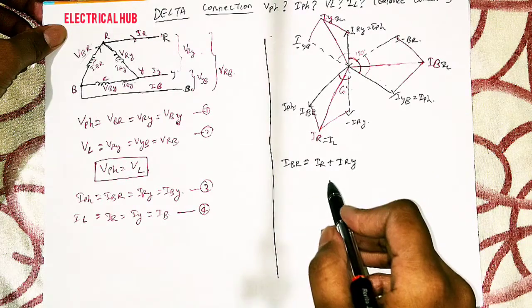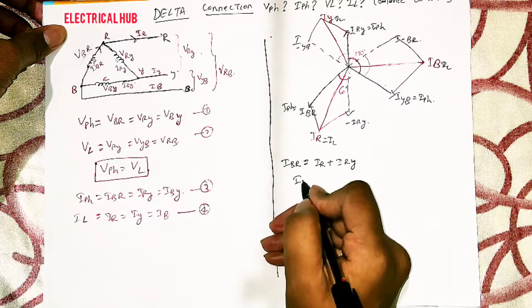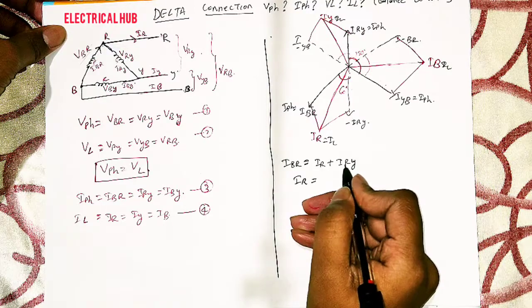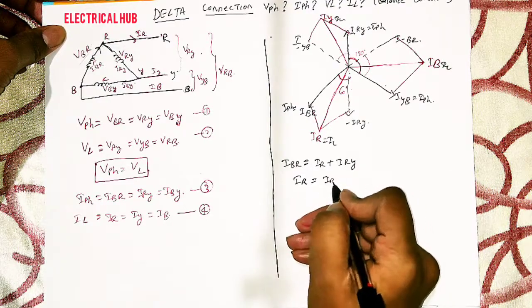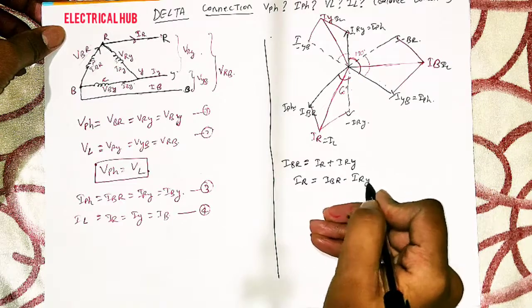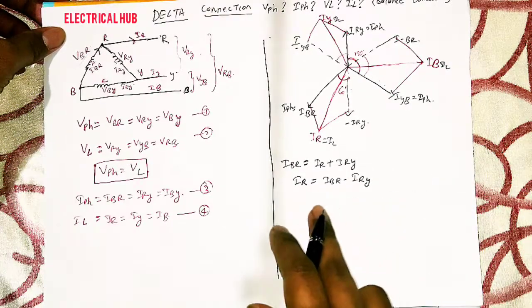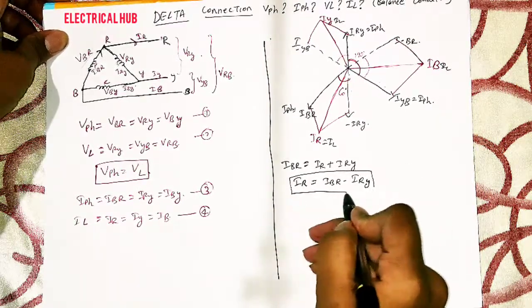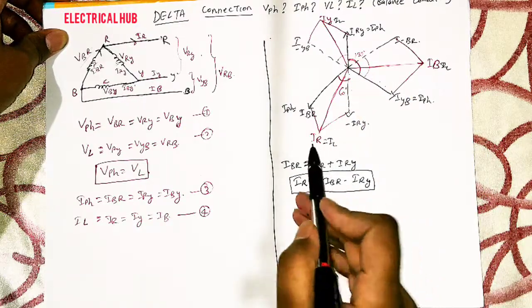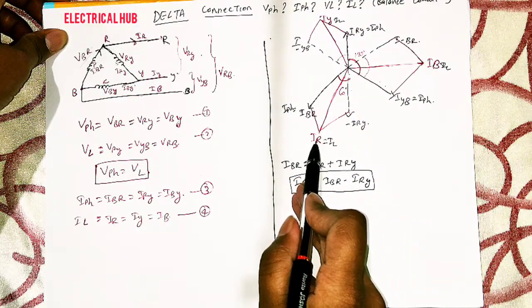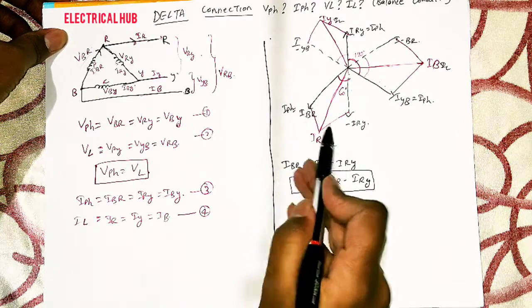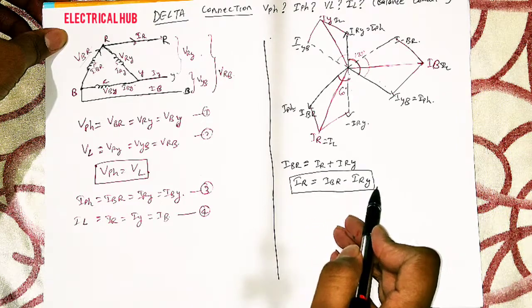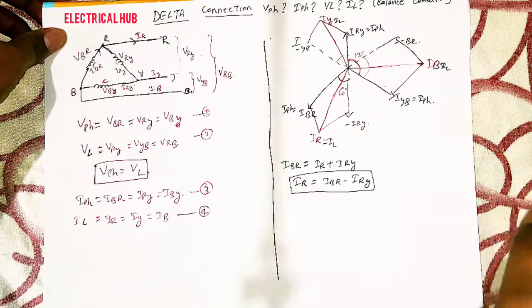Alright, we can say that. And if we want to verify this, we can write in terms of IR, which will be equal to, if we shift this IRY to the left hand side, IBR minus IRY. Now if we want to verify whether this equation is correct or not, we can verify it from the phasor diagram. Where is IR? This is the resultant IR, and the components of IR are IBR and minus IRY. Look, we have written here IR equal to IBR minus IRY. So this is verified, that this equation is correct.